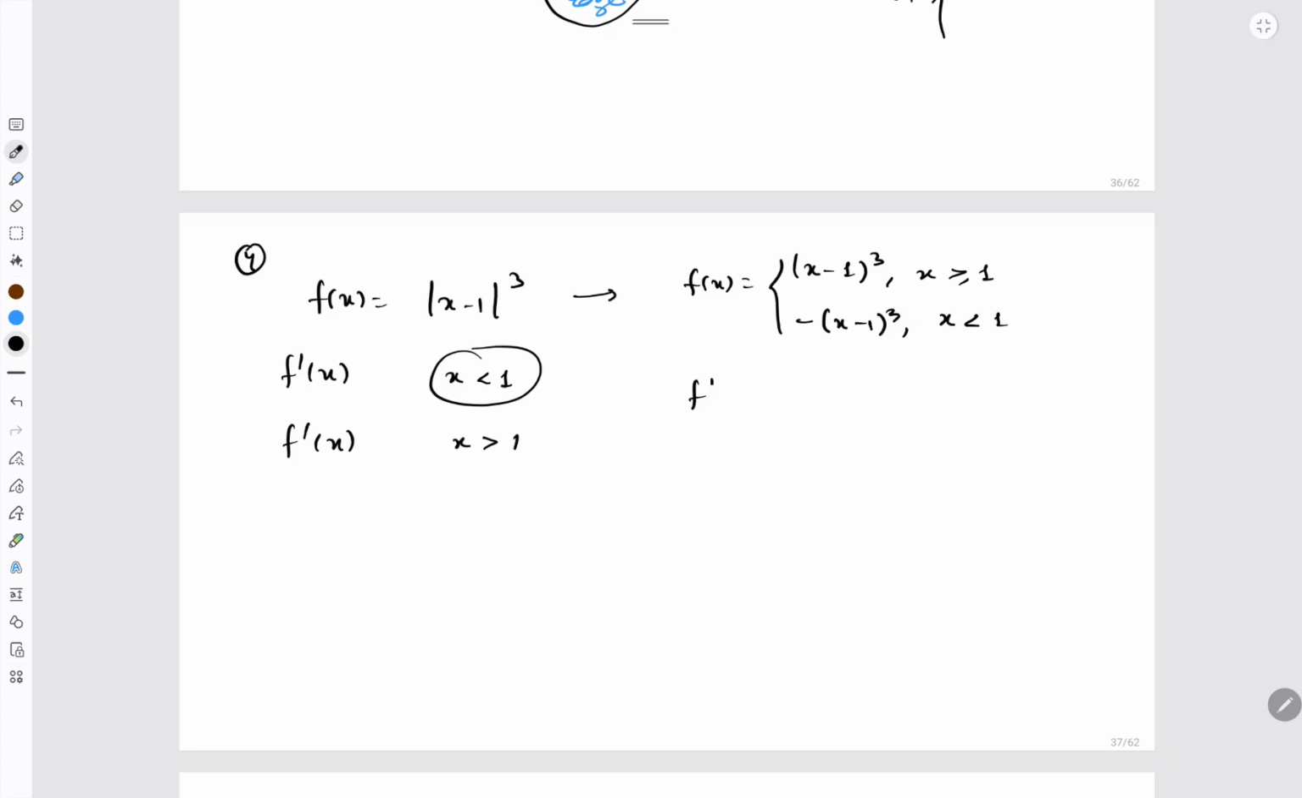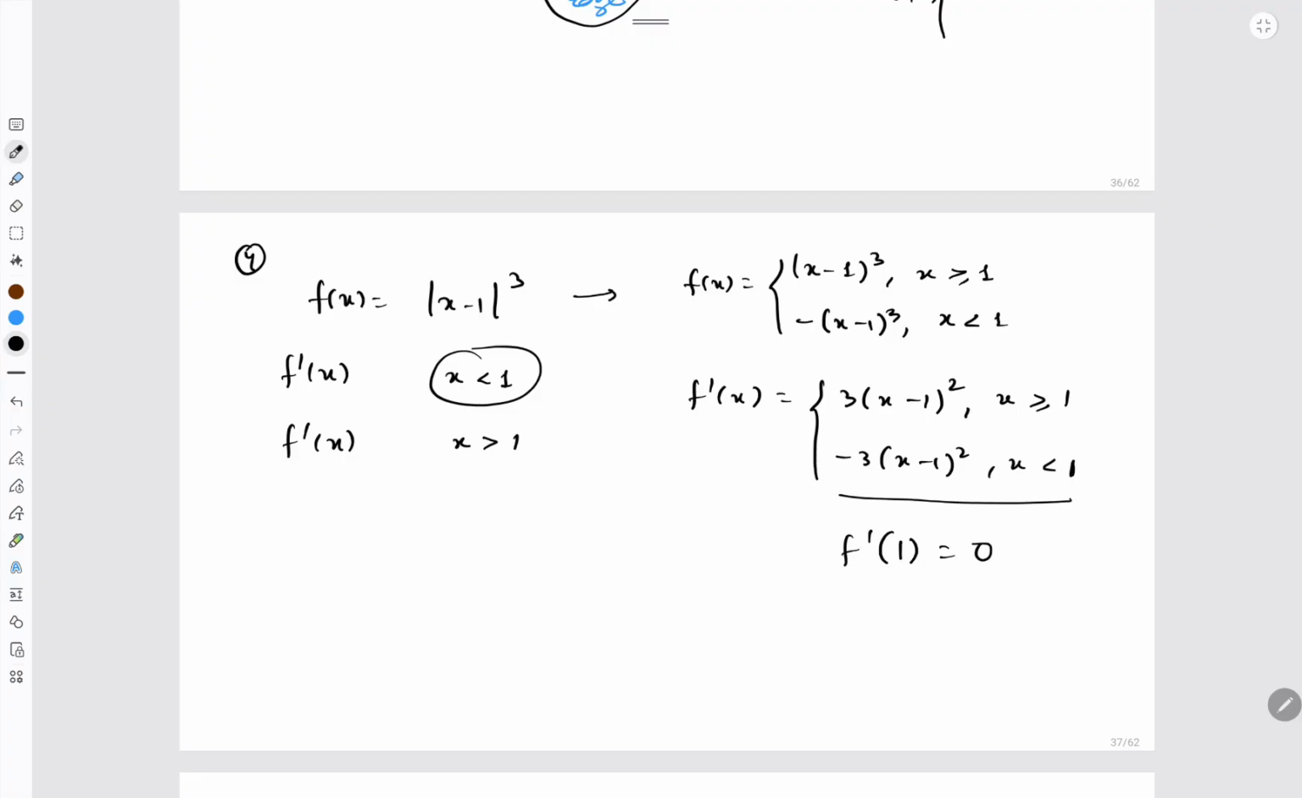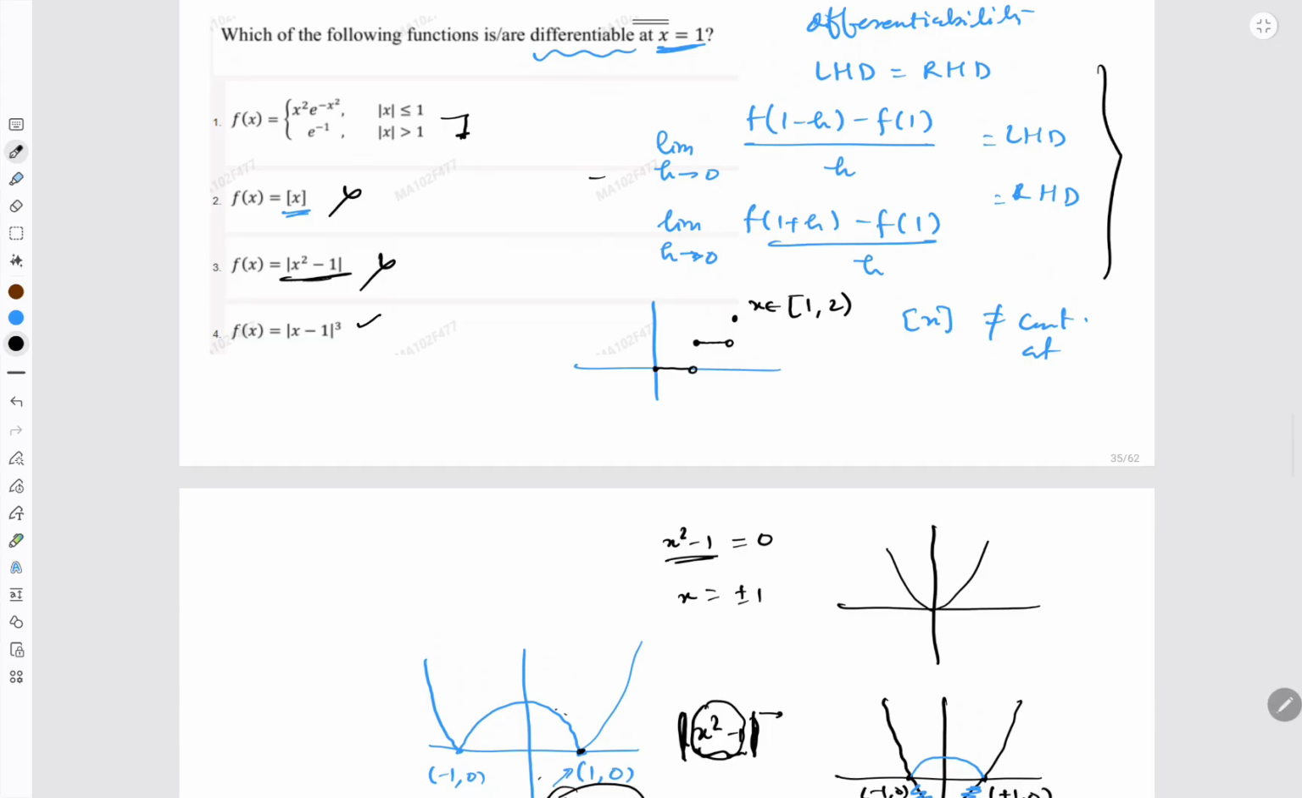So if I take the derivative directly, I can see it is 3 times x minus 1 square, and it is minus 3 times x minus 1 square. So in the left part of the function, left of 1, I am getting the derivative as 0. In the right part of the function, I am getting the derivative as 0. So the left hand derivative is equal to the right hand derivative, right? So this function is differentiable, obviously.